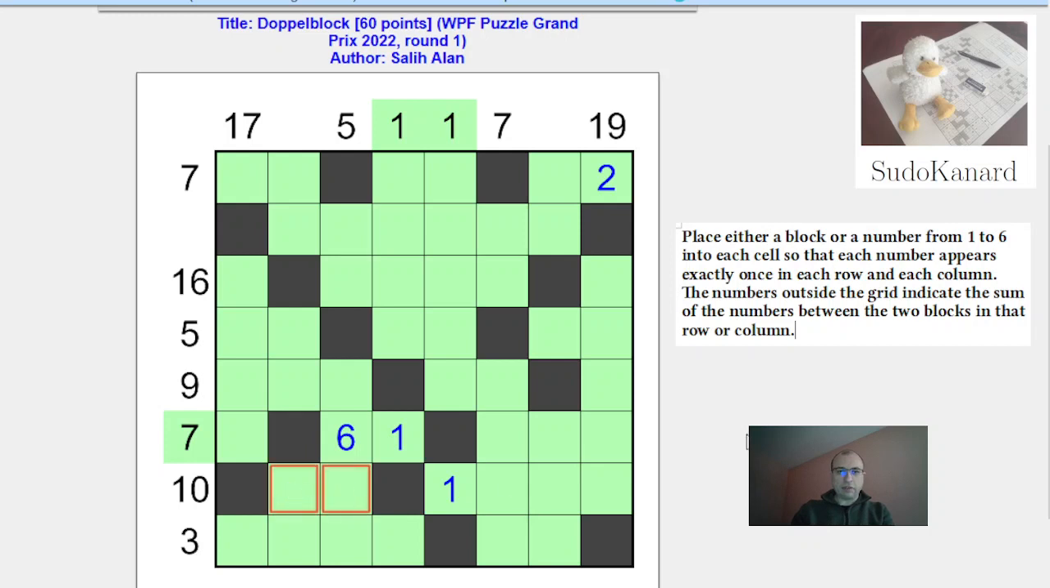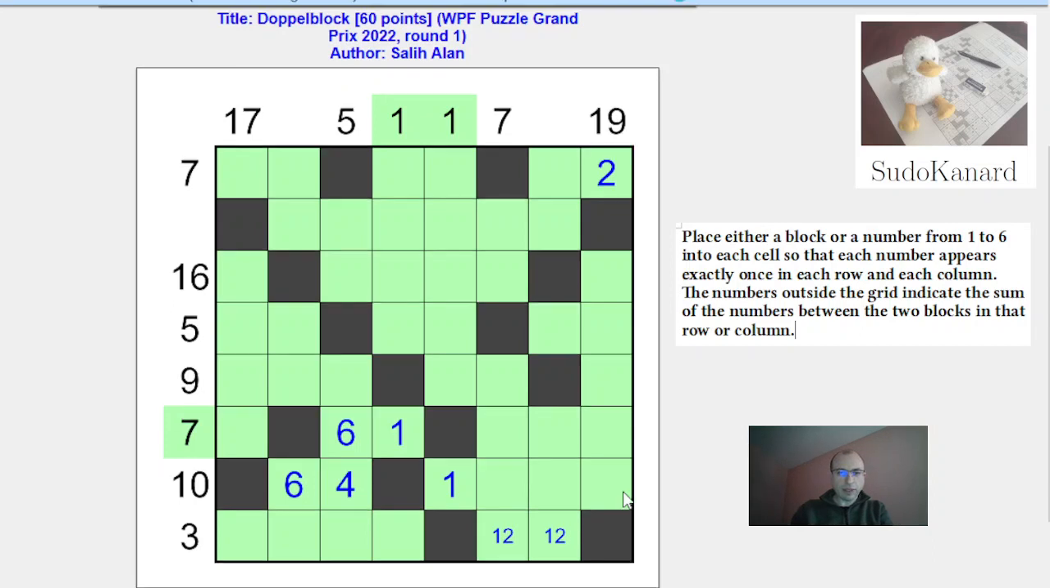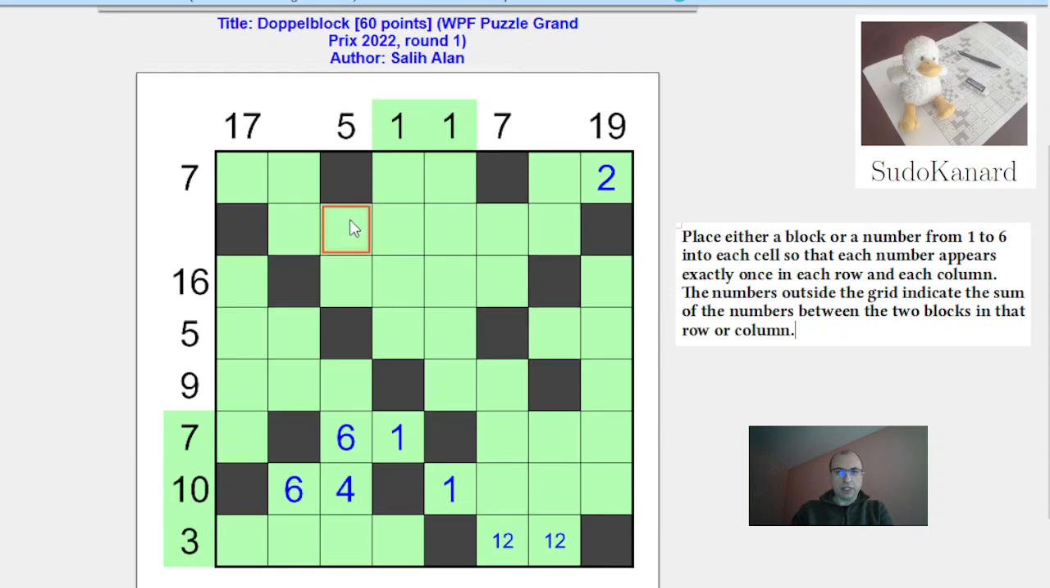Here I need 10 with 2 digits, it must be 6 and 4. This 3 in 2 digits must be 1 and 2. Sorry, 1 and 2 I say. And I just shade those, I can't do anything more with that. This 5 now needs 2 digits without using the 4. So they need to be 2 and 3. Those are 1 and 5, but this can't be a 1.